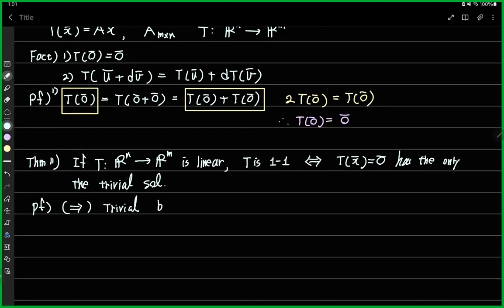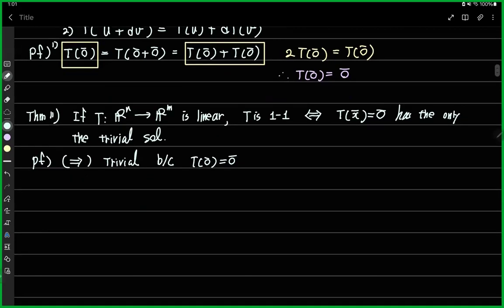Okay. So because T of 0 vector is 0 vector, I just proved that, right? And then we prove it this way. Suppose that we assume that T of X equals 0 vector has only the trivial solution. And then suppose that T is not 1 to 1. I think this is a key. That's the main assumption when we establish this theorem. So T is not 1 to 1.